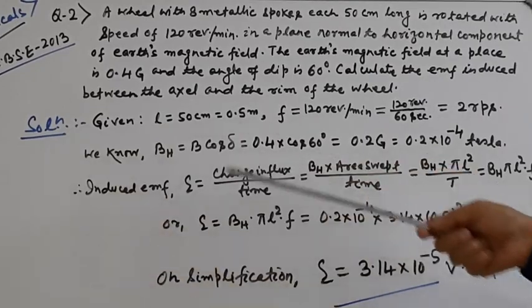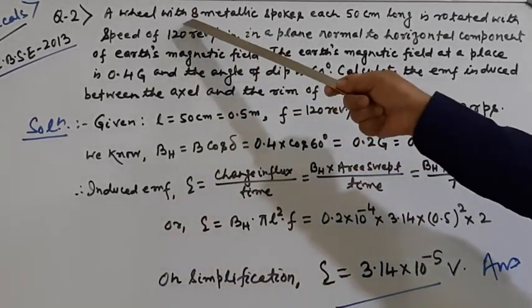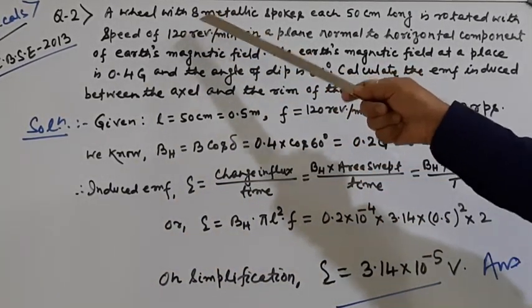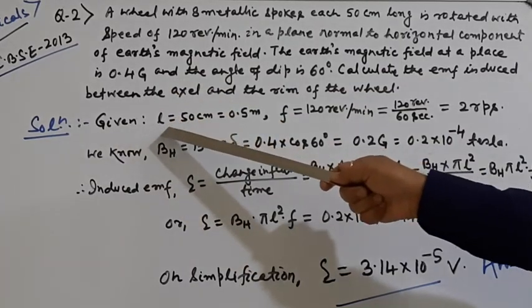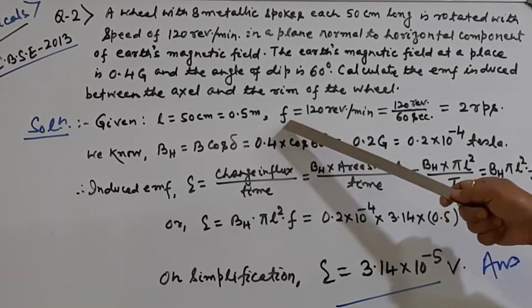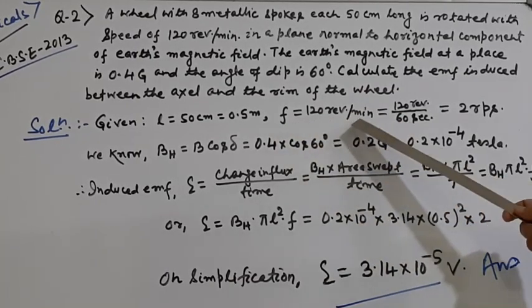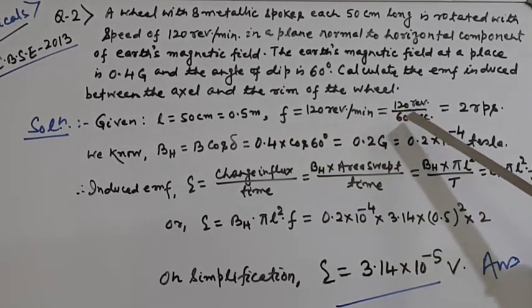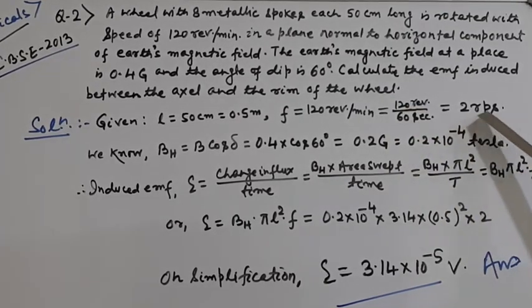So we shall write what is given. Actually in this type of question, the number 8 metallic spokes is useless, no need to write that. So L is given, length 50 cm, that is 0.5 meter, and the frequency is 120 revolutions per minute. Converting to revolutions per second, 120 by 60, so 2 revolutions per second.